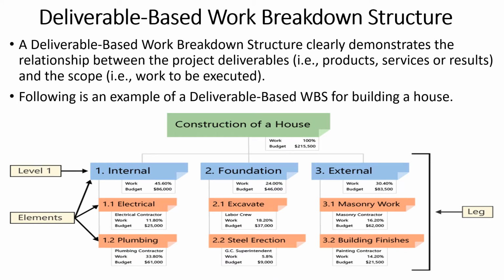Let's consider the construction of a house as a project. So the construction of a house is going to have certain parts. One is foundation, second is internal work, and third is external work. So we have identified the key areas as foundation, internal work, and external work as level one. And once any level finishes, then only the other parts in that level are going to be initiated and completed.